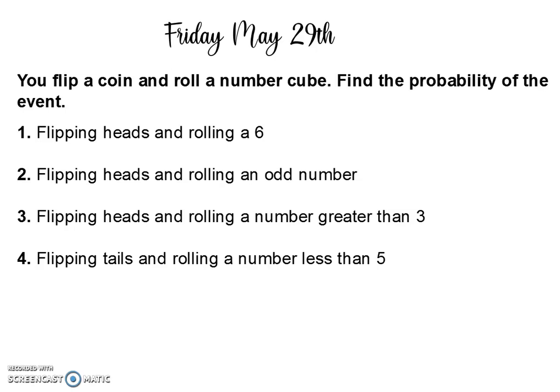Okay, here we go. So to find the probability of a compound event, or more than one event occurring, you need to find the probability of each event and multiply them. So you flip a coin and roll a number cube. Find the probability of the event.